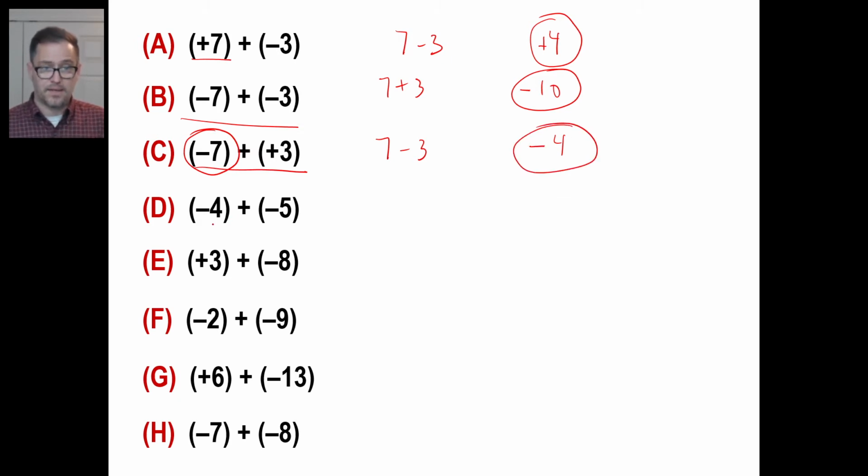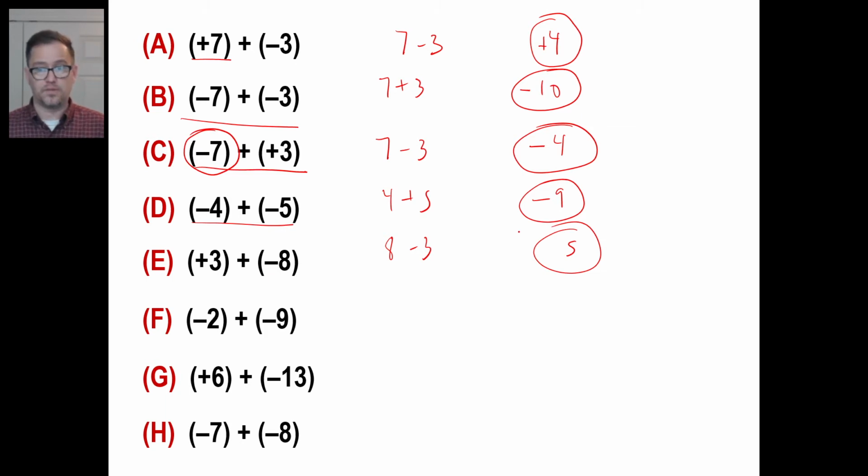For D, they're the same signs, so you add the absolute values. That's 9, but the answer will be the same sign as both of those. Boom. This one, different signs. Subtract the absolute values. 8 minus 3 is 5. But negative 8 is farther away from 0, so it carries more weight and makes the final answer negative. This one, piece of cake, both the same sign. 2 plus 9, 11. Both negatives, so that's negative.